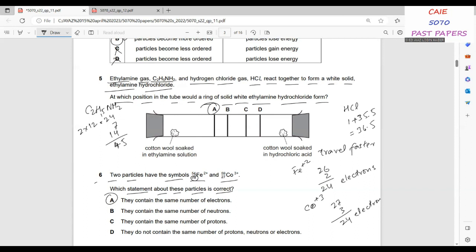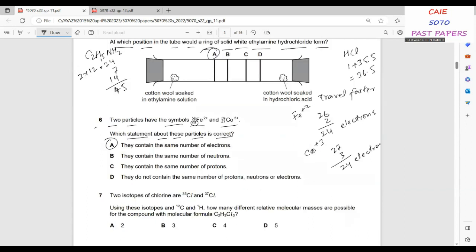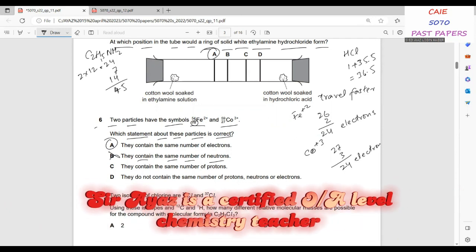For your convenience, I am reading the other statements. They contain the same number of neutrons. If you look at the nucleon number of both of these, the nucleon numbers are different and the proton number is also different. So if you subtract proton number from nucleon number, you won't get the same number of neutrons. So this is wrong.